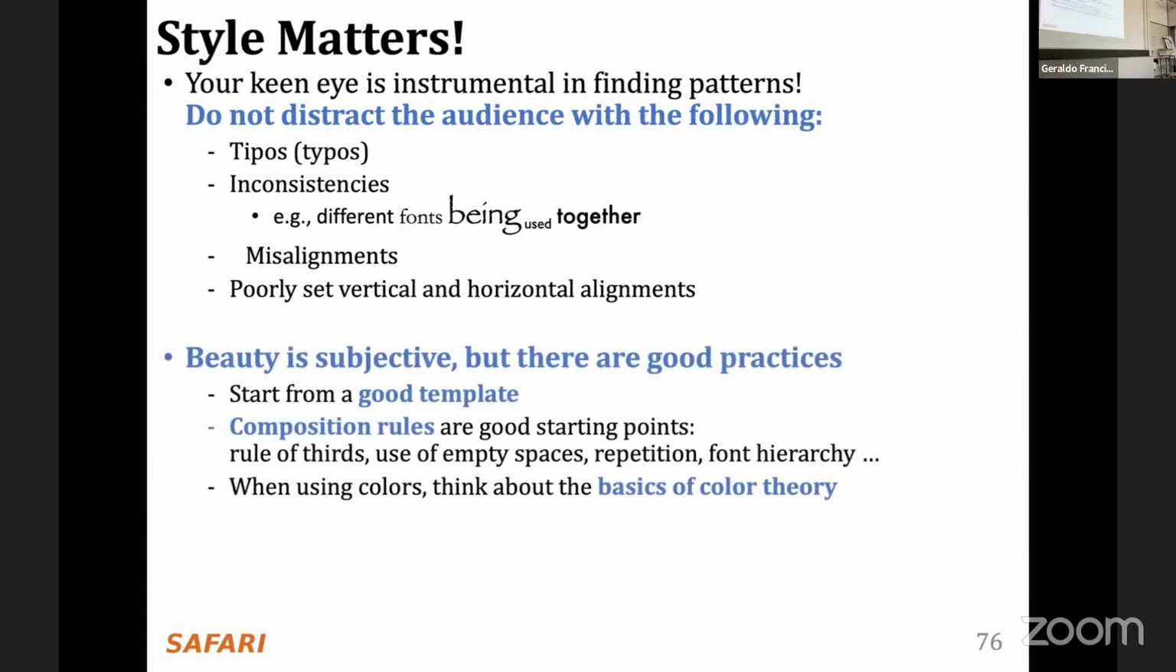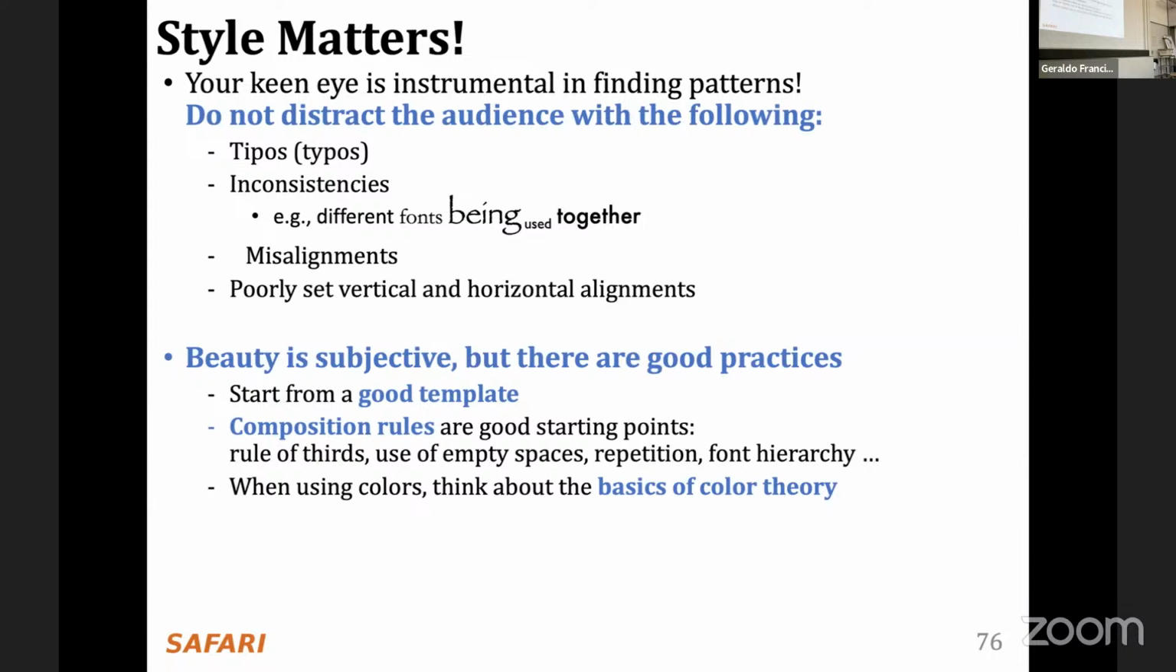So beauty is subjective, but this is a graphic view, so you should at least try to follow good practices. So start from a good template. Usually the TH template is not good. The font is really small and there is a lot of space for banners and stuff, which are not necessarily useful. So of course, you can always go to a Safari presentation from Onur's webpage, select a presentation that you like and use that as a template.